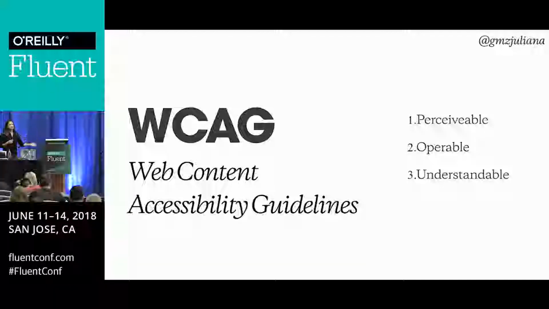The third is understandable. So it means they need to understand both your content, so what it means, why you wrote it, what it is good for. And the other side of understandable is that they understand how to use it, what does it do, things like that. And the fourth consideration is robust.